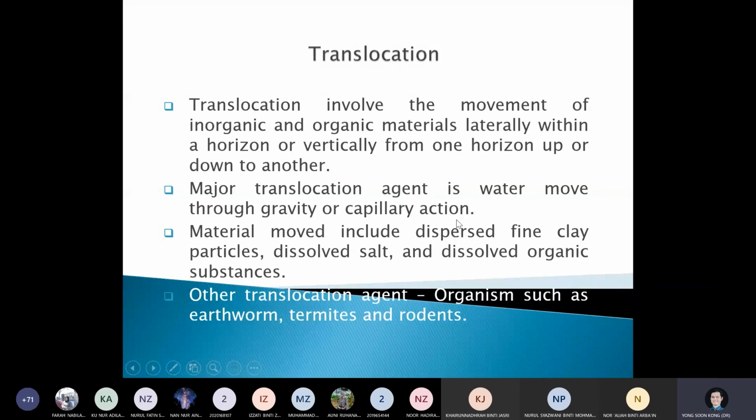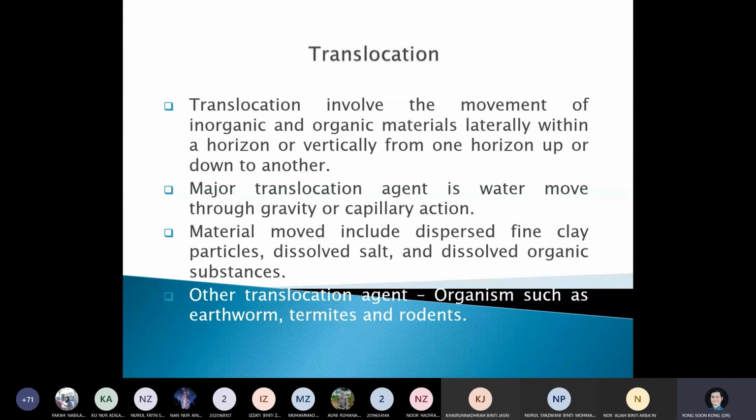I hope you know what capillary action is. That is the force between two walls that are narrow enough. These two walls create a capillary force that happens near channels that are small enough. So the water is usually suspended and not affected by the force of gravity. So it can move up, down, left, right, anywhere. So the materials that move include dispersed fine clay particles. As you know, the clays, they're small enough.